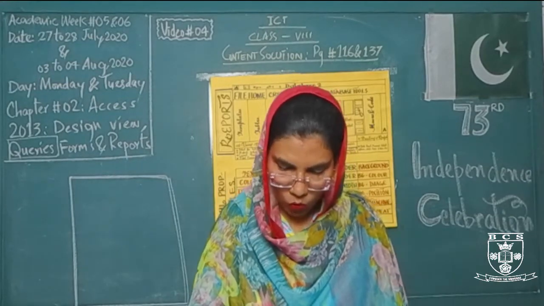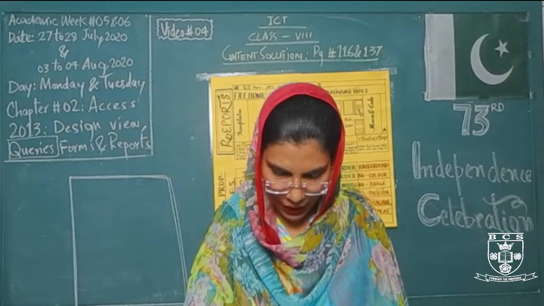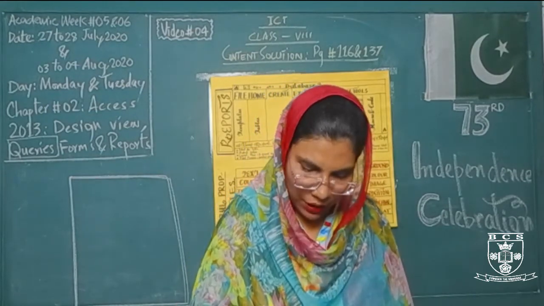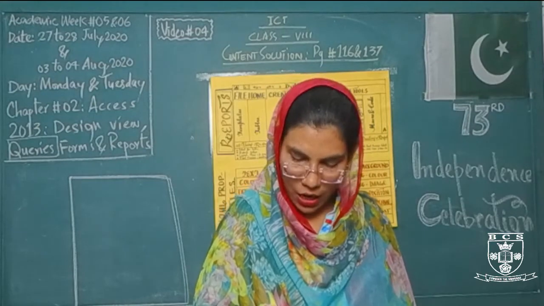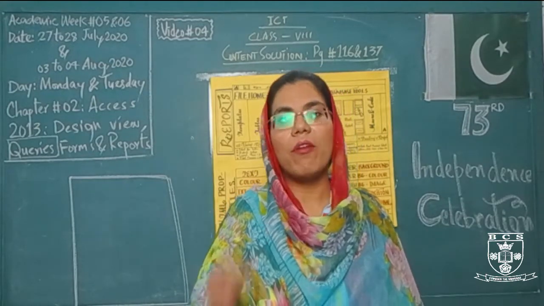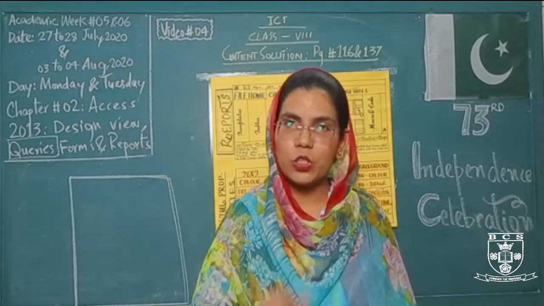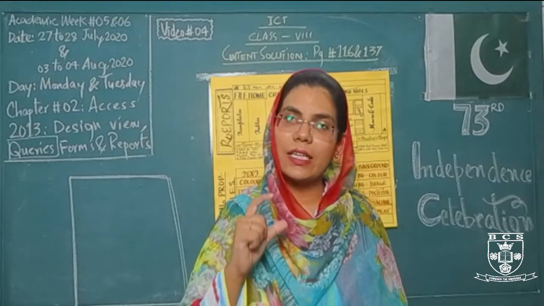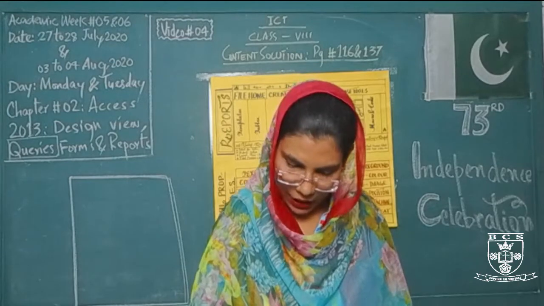For number 2, which field can be a suitable primary key? The admission number, the first field, can be a suitable primary key because every student has a unique admission number, and for a primary key we have to select the field that has unique data.